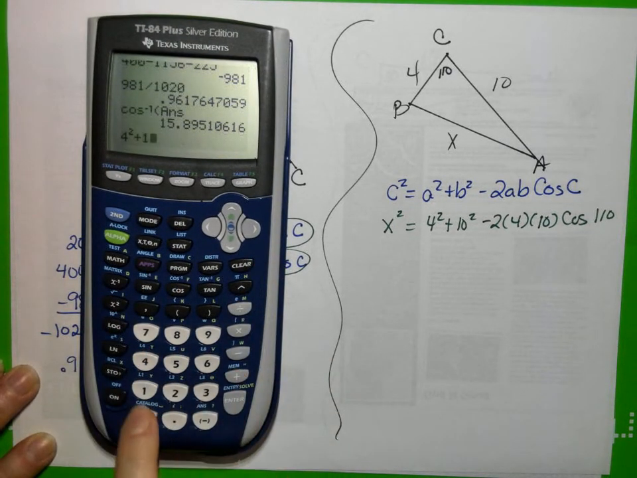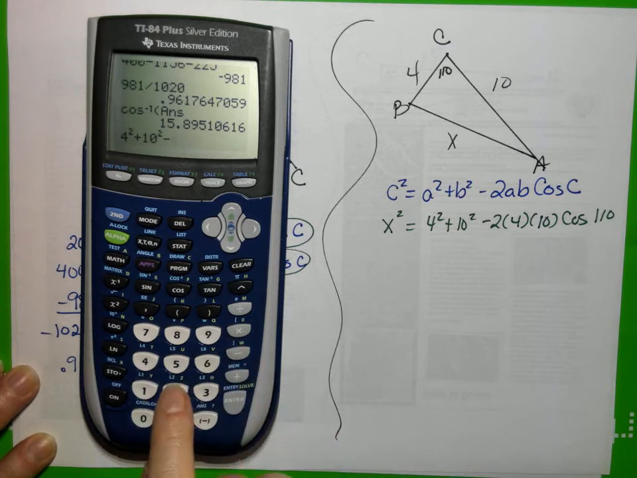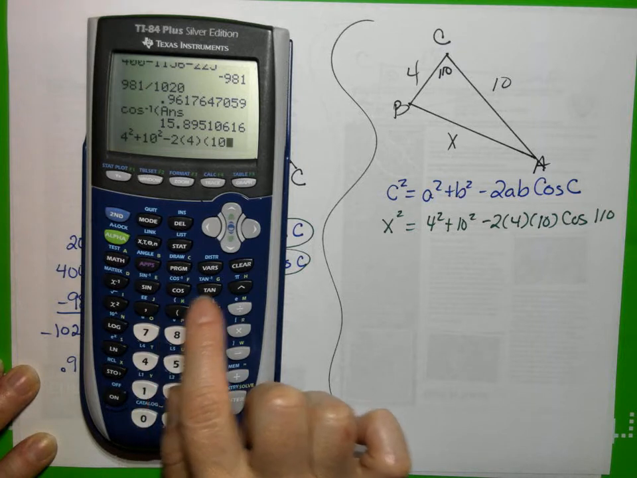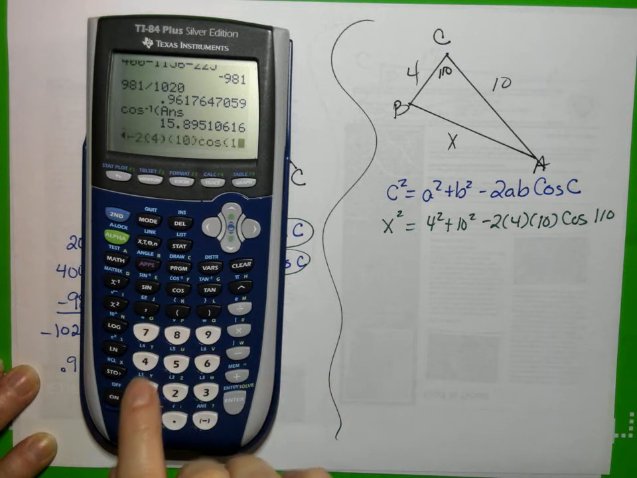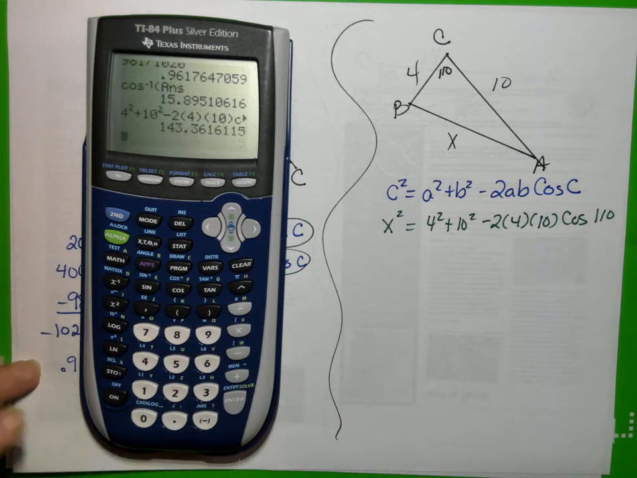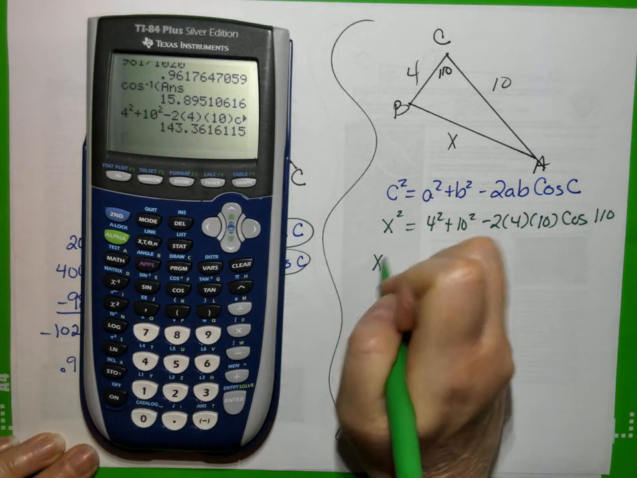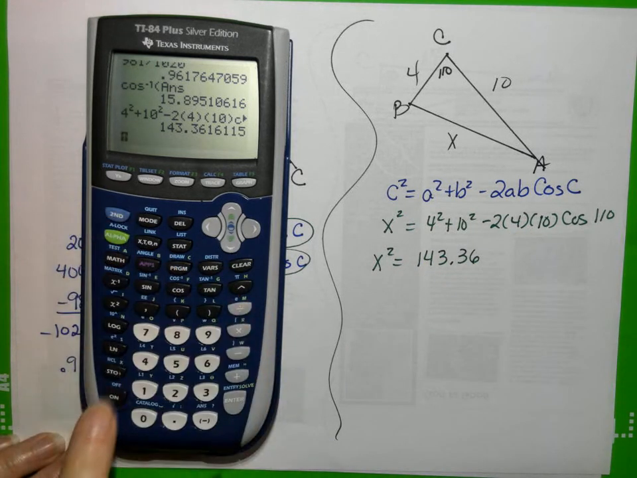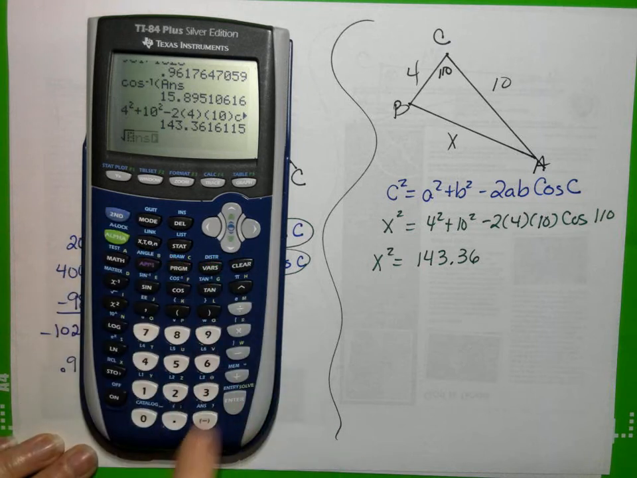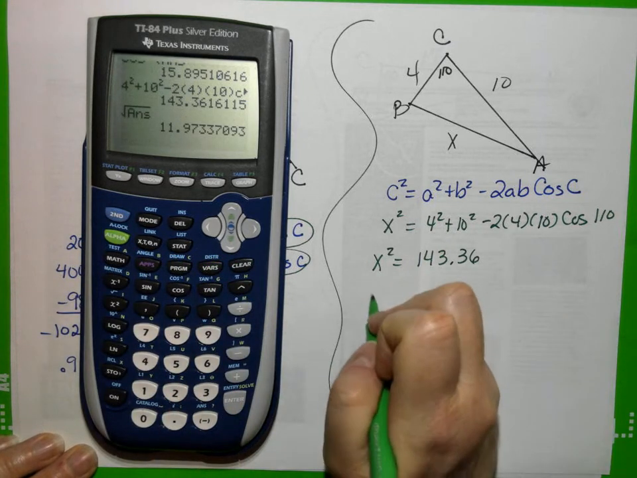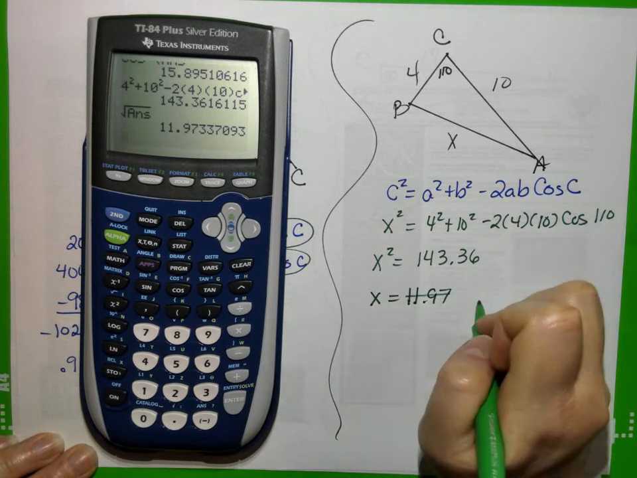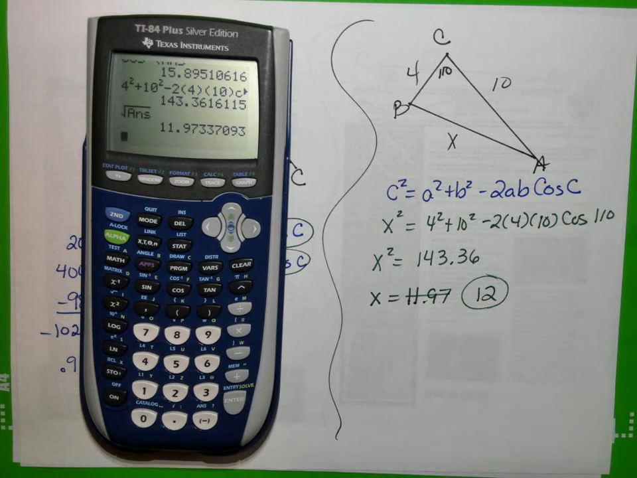4 squared plus 10 squared minus 2 times 4 times 10 times the cosine of 110. Close that parenthesis, hit enter, and it tells me that x squared is 143.36. I hit second square root of that number, enter, and I get x is 11.97, which if I round correctly is 12.